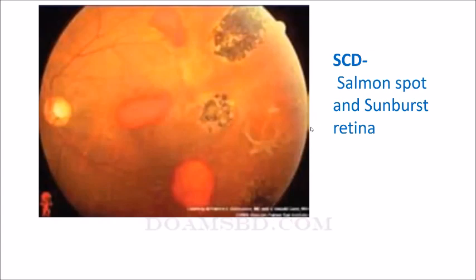This is sickle cell disease, and it is said to be very pathognomonic of sickle cell disease in the retina, though it is not a very common finding. If you find this sunburst retina, it could be sickle cell disease. It is found in sickle cell prevalent countries in the world. If anybody has seen it, you can share with us. These are the salmon spots. This is the sunburst retina.